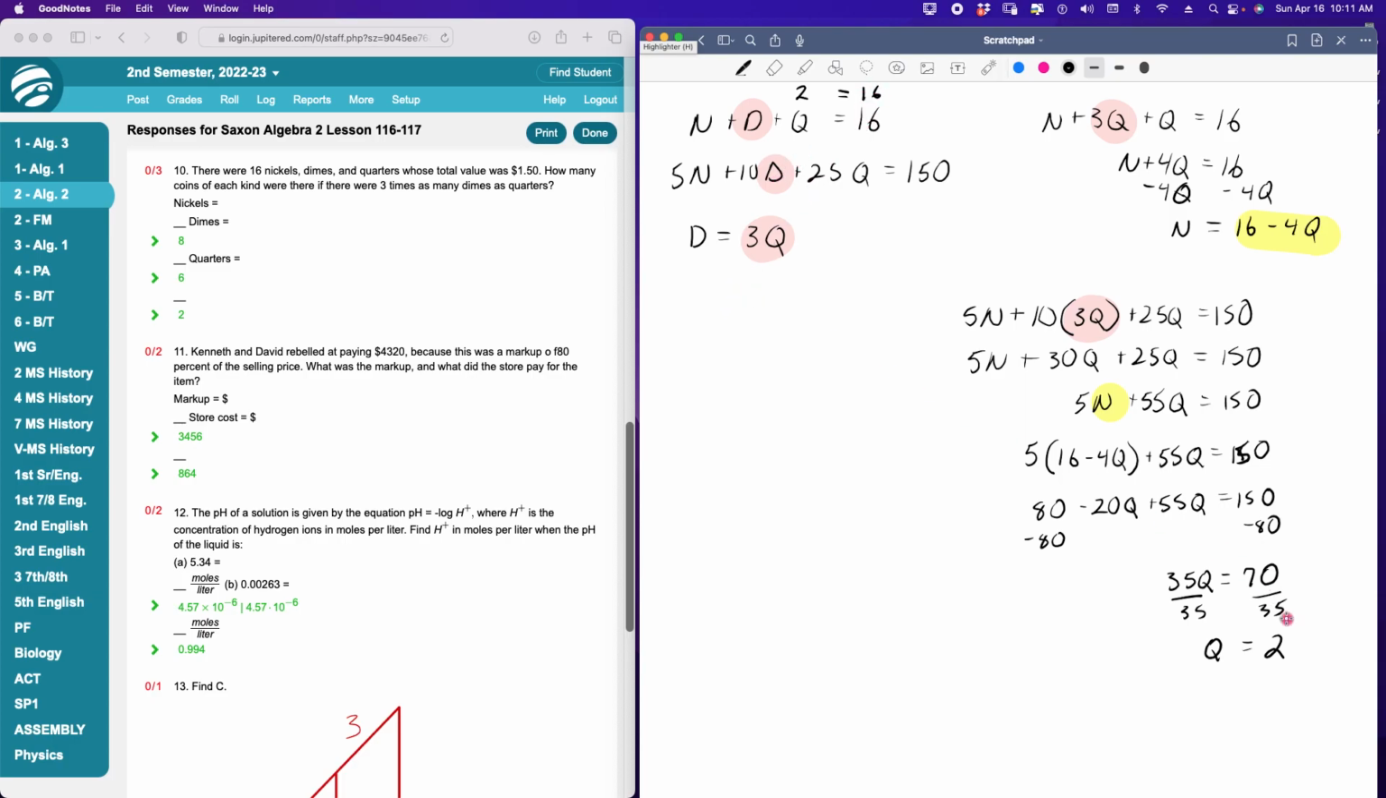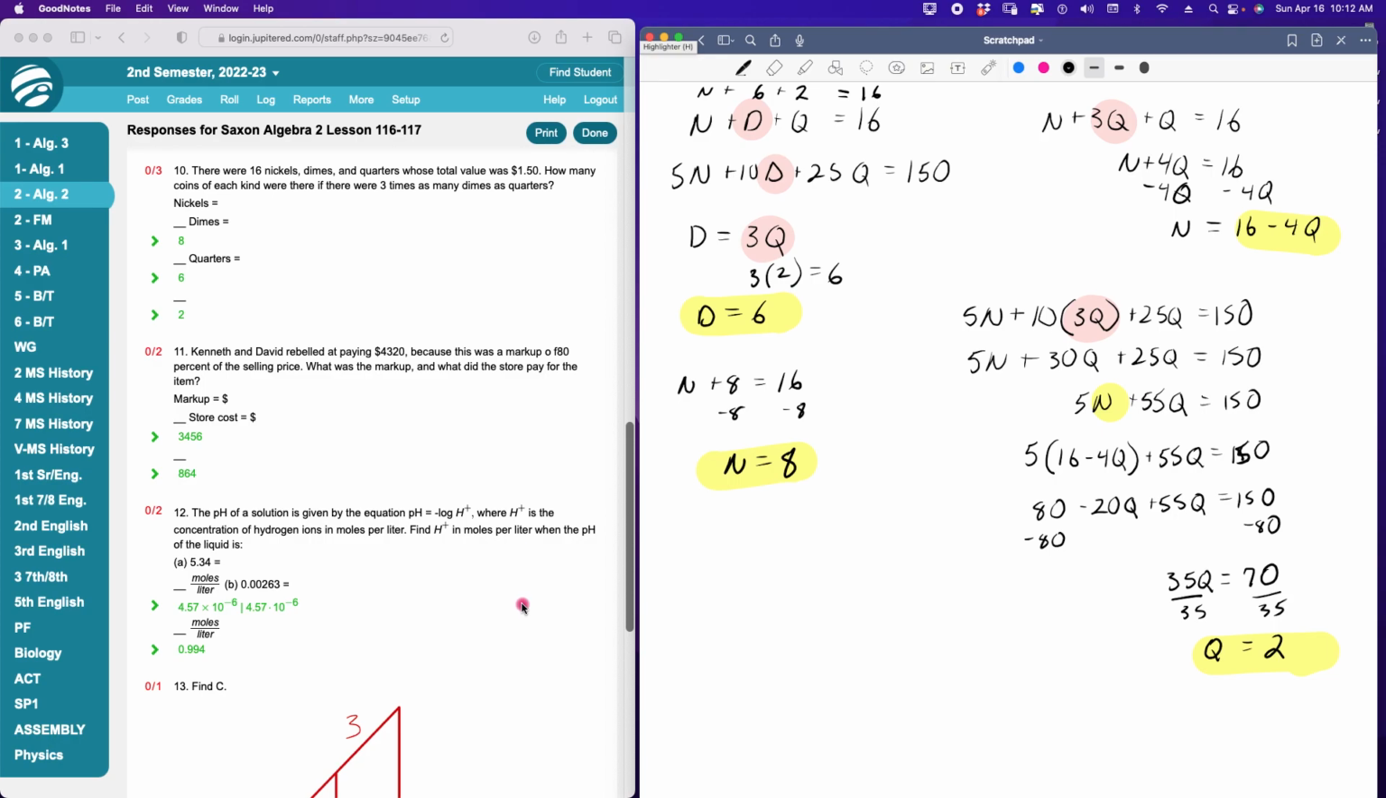All right, so if I have the value for q, then I can also say 3 times 2 equals 6. So d is equal to 6. So I can put that right here. And that's going to help me find out what n is. n plus 6 plus 2 is equal to 16. So if I add 6 and 2 together and subtract 8 from both sides, n plus 8 is equal to 16, minus 8 from both sides, n is equal to 8. So now I have the value for d and n and q.